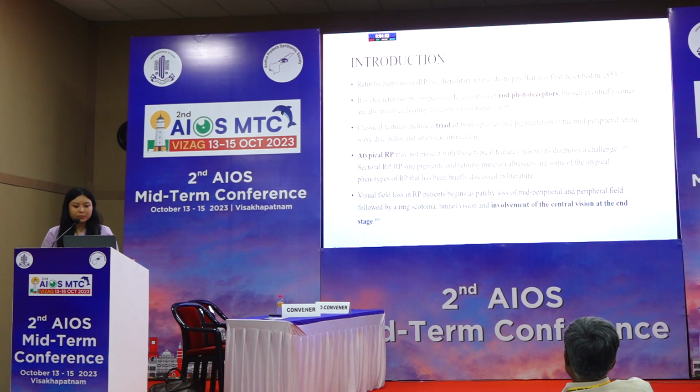Visual field loss in RP begins as patchy loss of mid-peripheral and peripheral field, followed by ring scotoma, tunnel vision, and involvement of the central vision at the end stage.